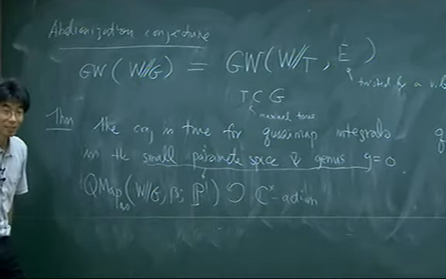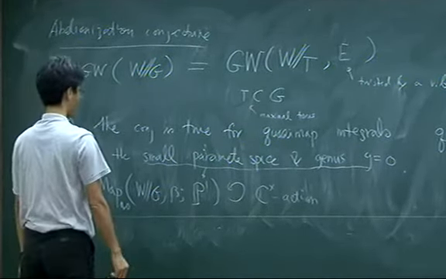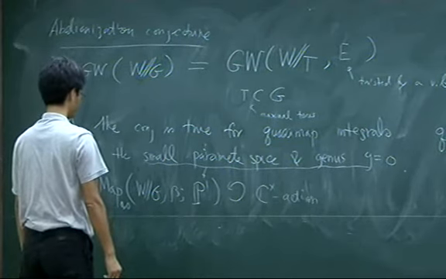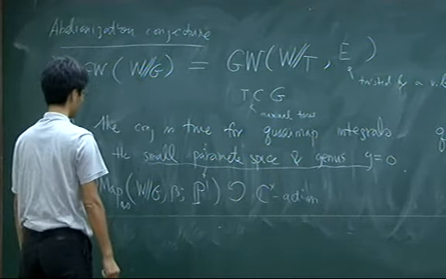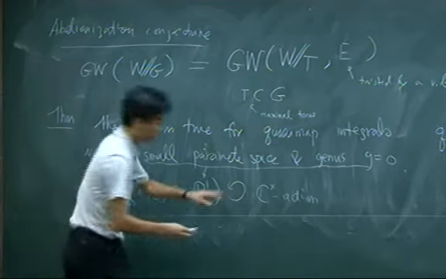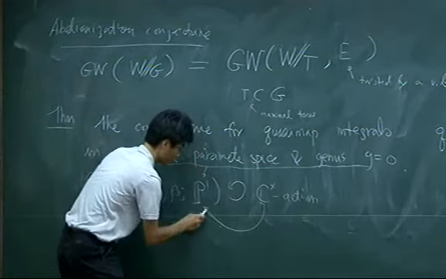Sorry. W is a vector space. No. The C-star action actually comes from this one, P1.